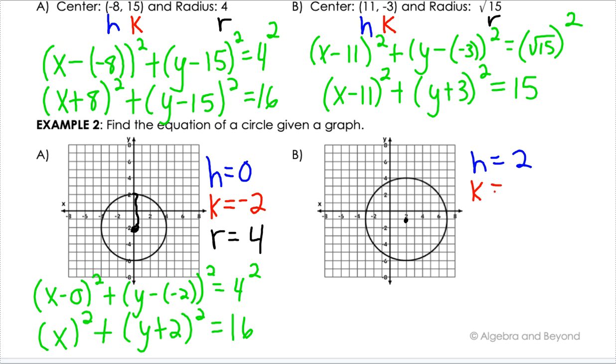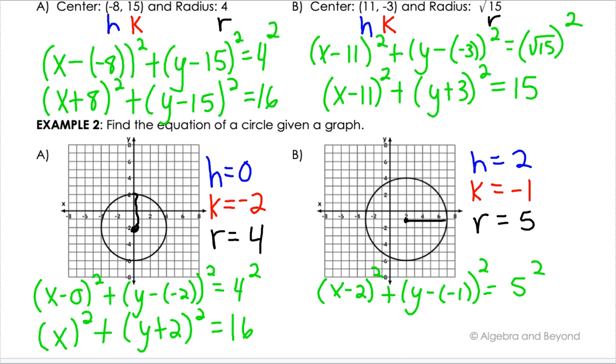K, or the y value of my center, is at negative 1. And my radius, when I measure it out from the center to the outside of the circle, is 5. So using those, plugging them into my equation, I'd have x minus 2 squared plus y minus negative 1 squared, and that would equal 5 squared.